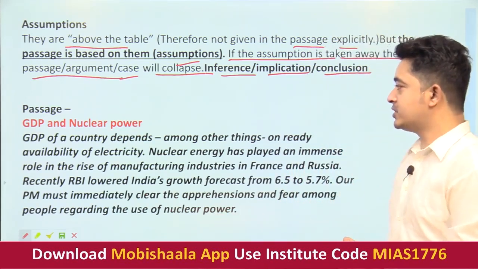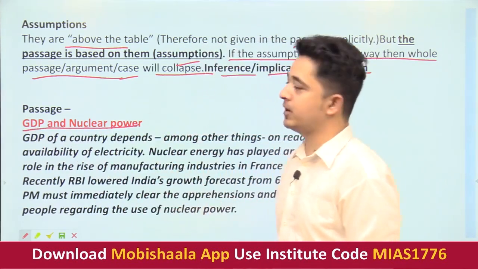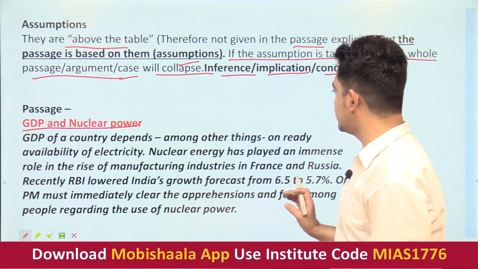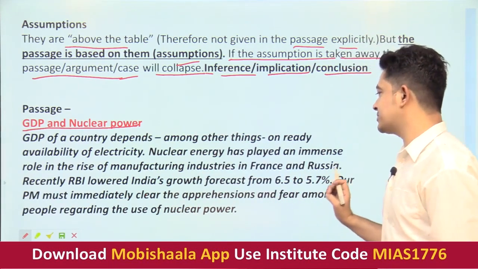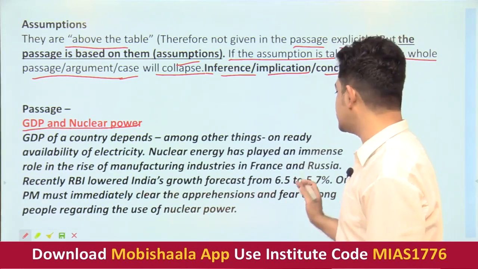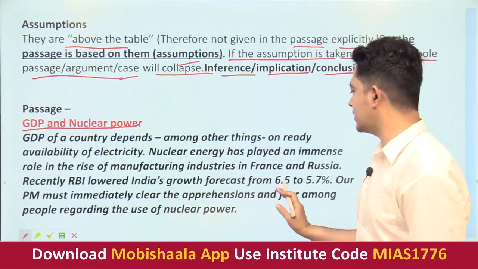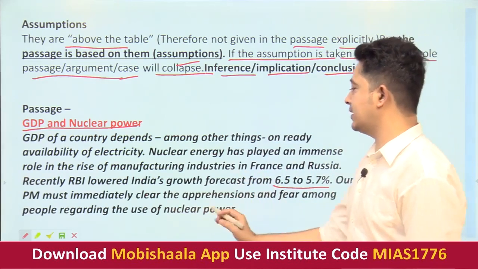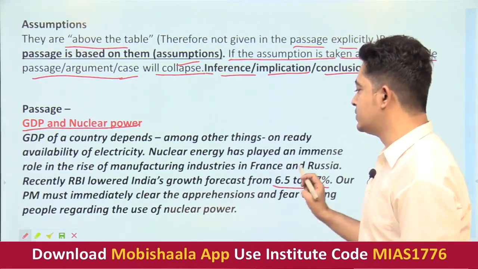Okay. So the passage is basically about GDP and nuclear power. GDP of a country depends, among other things, on ready availability of electricity. Nuclear energy has played an immense role in the rise of manufacturing industries in France and Russia. Recently, RBI lowered India's growth forecast from 6.5 to 5.7%. PM must immediately clear the apprehension and fear among people regarding the use of nuclear power.